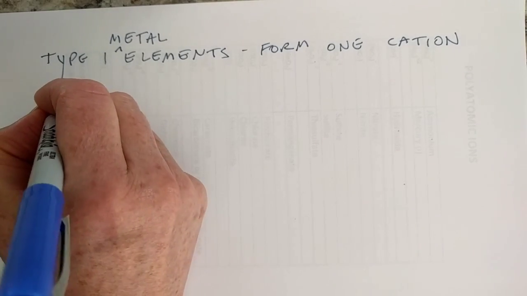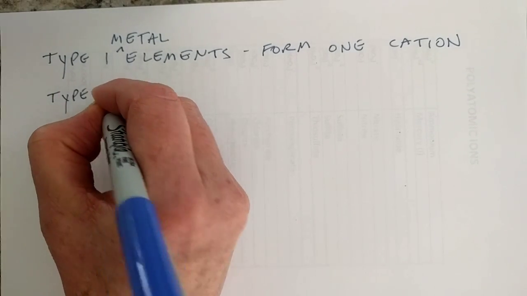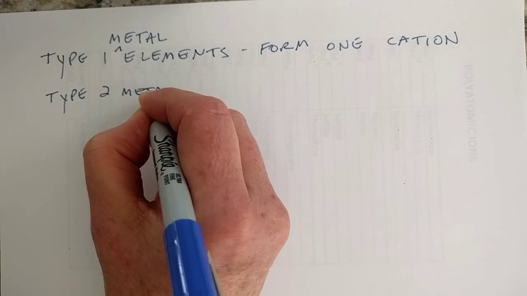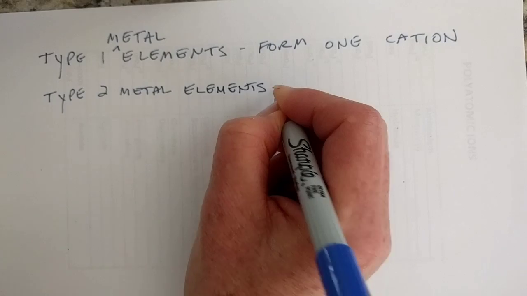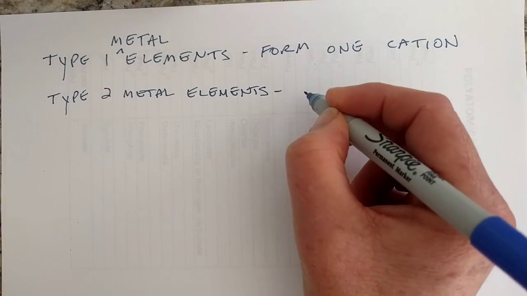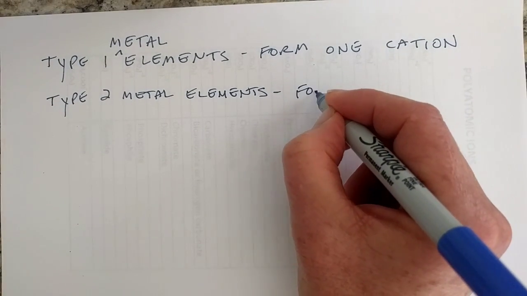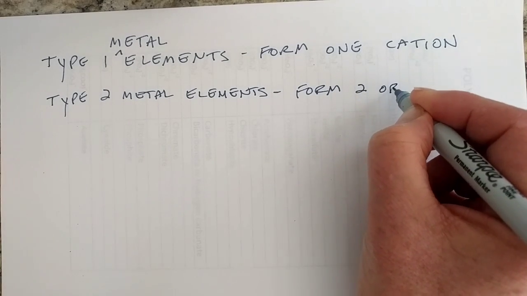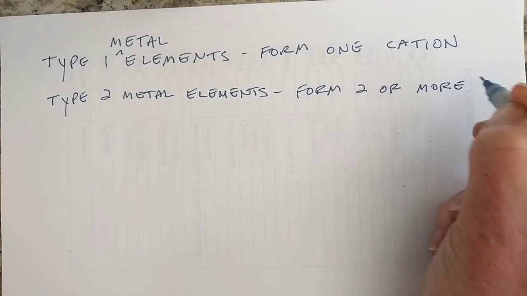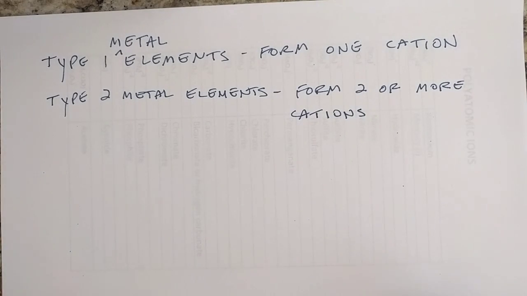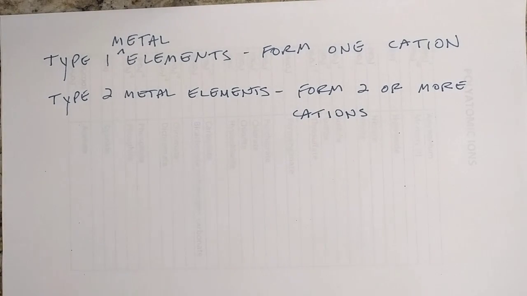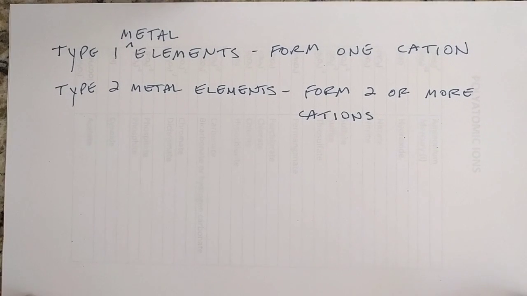But we also have type 2 metal elements. And these elements form 2 or more cations. So that includes our D block elements that we haven't done yet and our P block metal elements. So we're going to take a look at how this happens. Where does this come from?